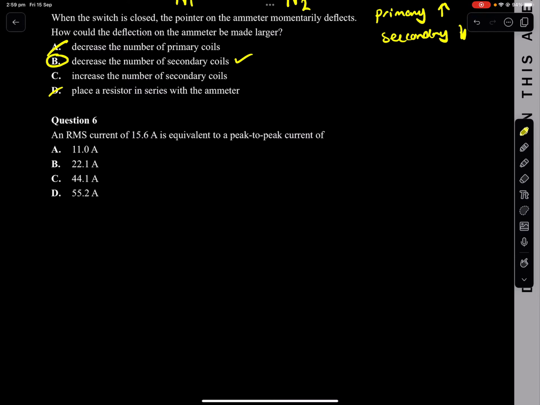An RMS current of 15.6 amps is equivalent to the peak-to-peak current of what? Okay, very easy. To get the peak-to-peak current from 15.6 RMS, we must multiply by 2 root 2. I'm doing that on a calculator. That's 44.1 amps peak to peak. And that's C as your answer.